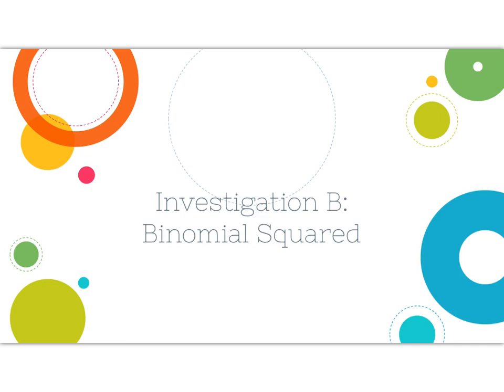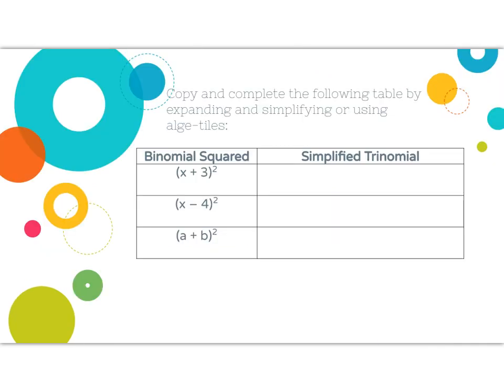A binomial squared looks very similar. Instead of a positive and a negative, they're just going to be the same thing multiplied by itself. So what we're going to look at here is x plus 3 times x plus 3. So go ahead and pause this and FOIL all of these examples out. So we should get x squared plus 6x plus 9.